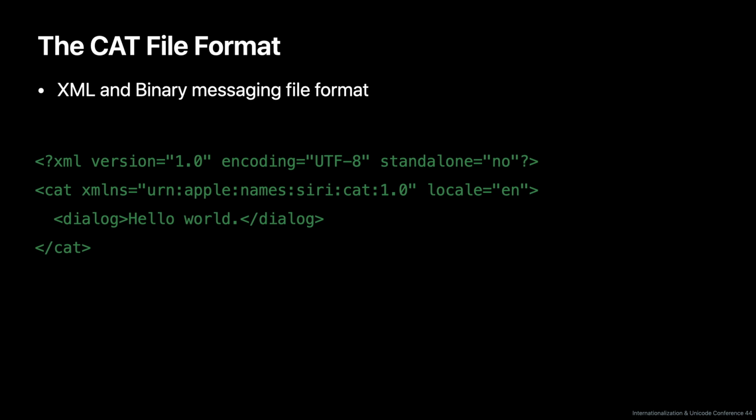So here's a simple example of a cat file. You can see that it's an XML file, and we have a namespace that includes a format version number, 1.0 in this case. We also define the locale that the file represents. Different locales are represented in separate cat files. Then individual lines of dialogue are contained within a dialogue XML element. So this cat file has a single line of dialogue written in English that says, "Hello world."